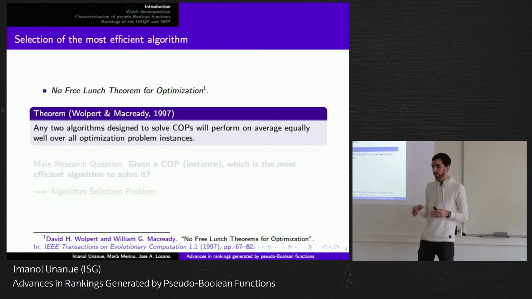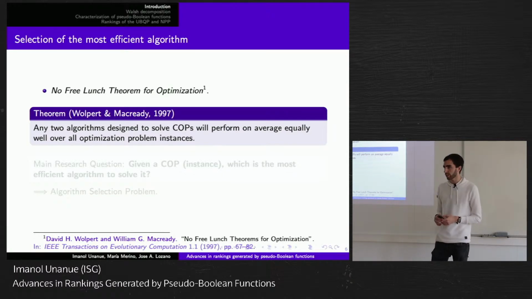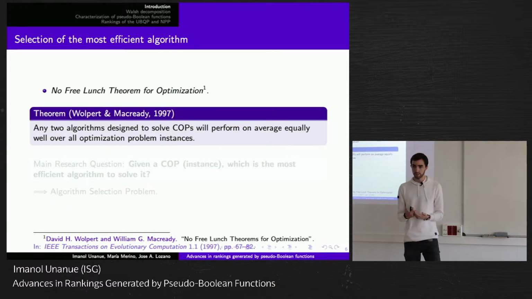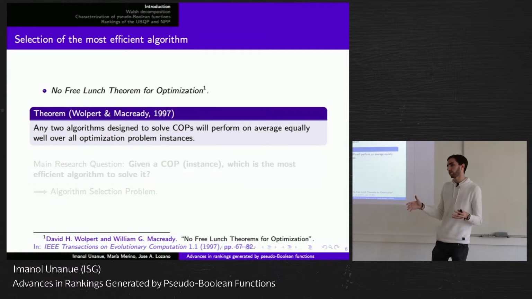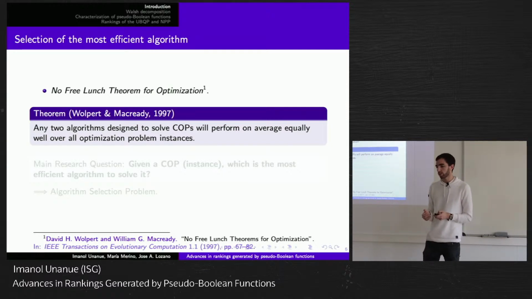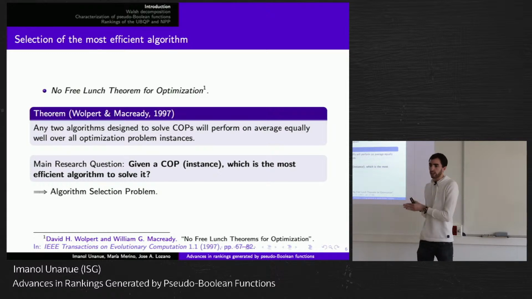The initial point of our study is a very well known and very relevant article in the literature called the No Free Lunch theorem for optimization. It has several results, but one of the main results is the following: any two algorithms designed to solve combinatorial optimization problems will perform on average equally well over all the combinatorial optimization problems. This is very relevant because it says that it is very important, given a combinatorial optimization problem, to determine which is the best or the most efficient algorithm to solve it.